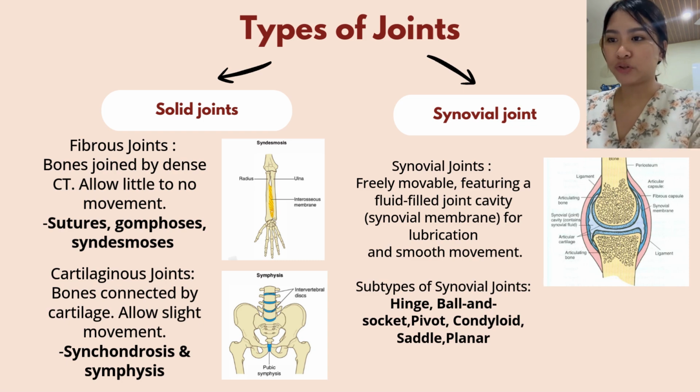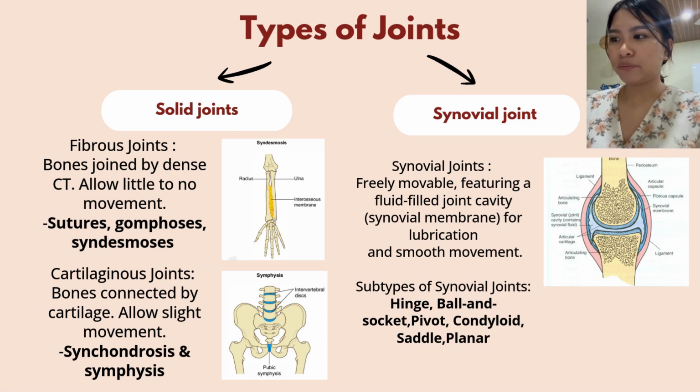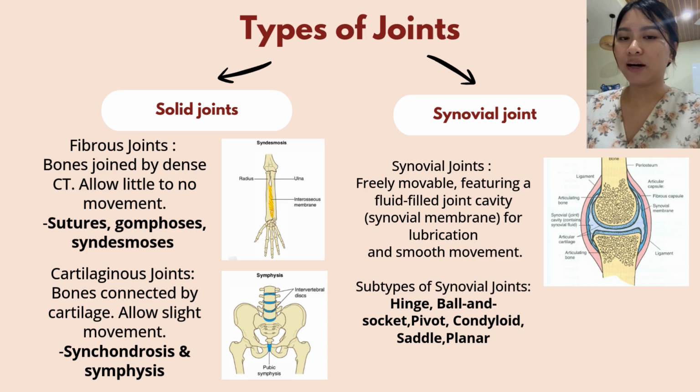For fibrous joints, these are the joints that are joined by dense connective tissue and allow little to no movement, such as sutures in the skull, gomphosis, and syndesmosis. Next, cartilaginous joints are connected by cartilage and allow slight movement, such as the pubic symphysis and also synchondrosis.